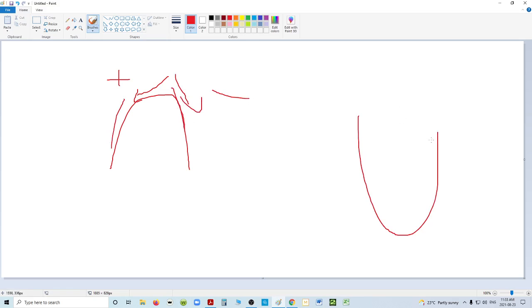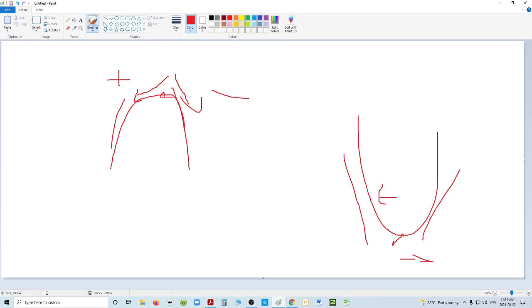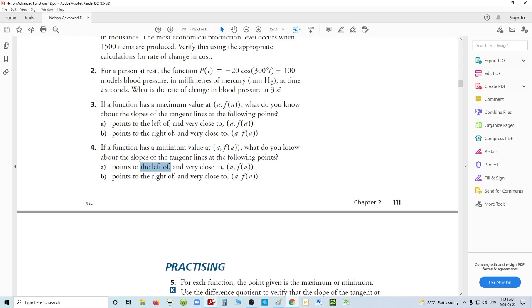Not so for a minimum. For a minimum, on the left side, the slope will be negative, and on the right side, the slope will be positive. So then they're asking, the point on the left and very close of a maximum is going to be positive. To the right of and very close, it's going to be negative. Then they do the reverse with a minimum, and they ask you the same thing. So that's a very good point. When you're at a maximum, the tangent slope to the left will always be positive, and to the right will always be negative. When you're at a minimum, the slope to the left will always be negative, and the slope on the right side will always be positive. Remember that. It is definitely useful.